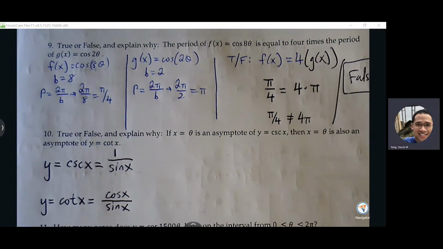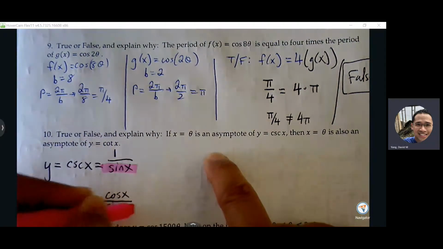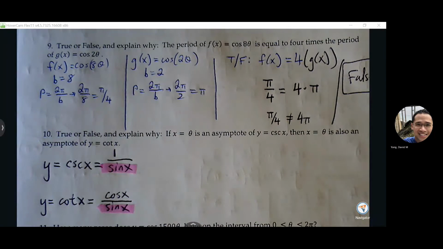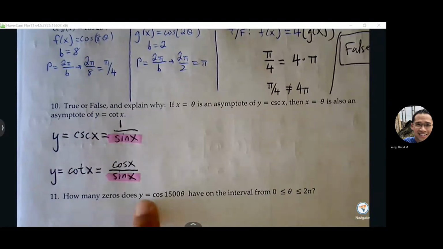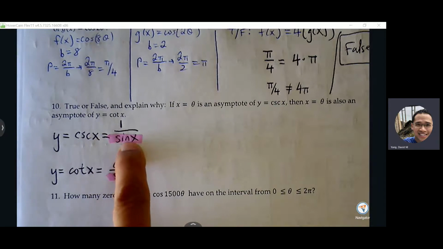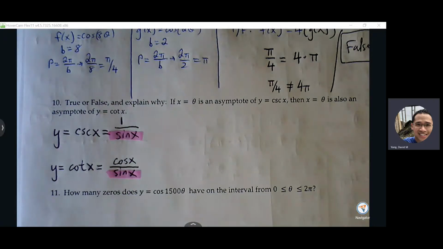Now, we know asymptote is related to the denominator, right? So you think that cosecant and cotangent will share the same asymptote? Yes, right. Whatever makes sine 0 is also going to make sine 0 here. So cosecant and cotangent, the parent graphs at least, will share the same asymptotes.